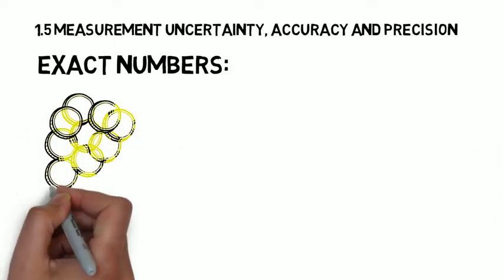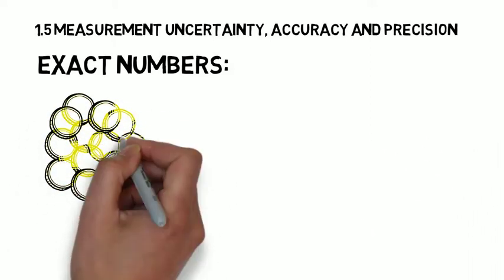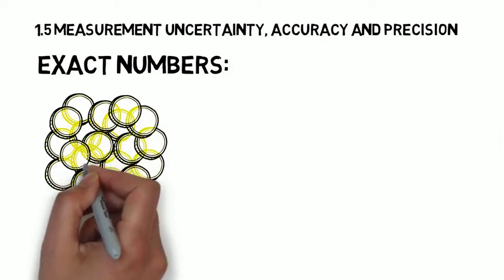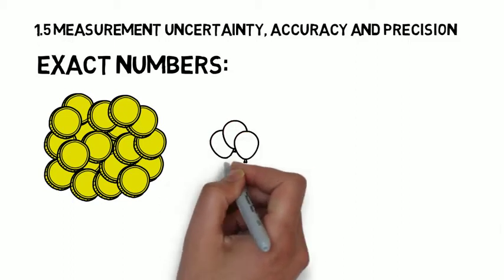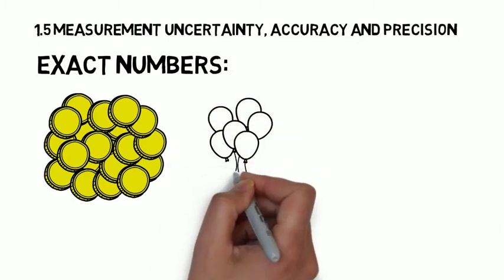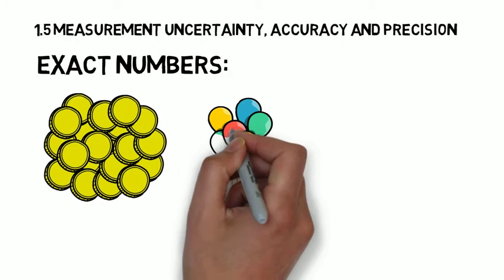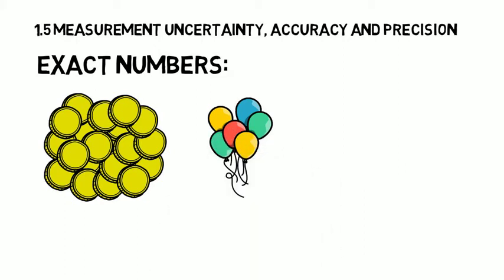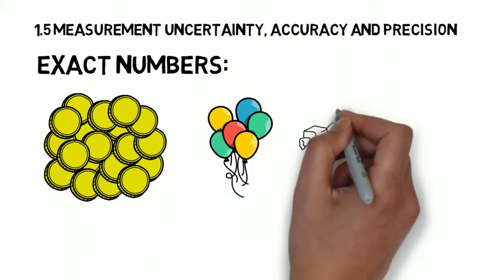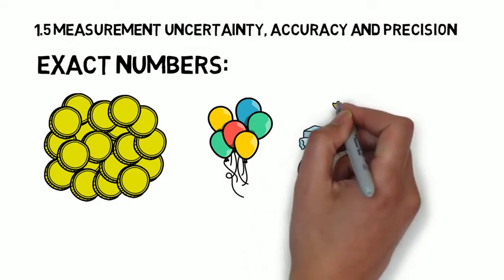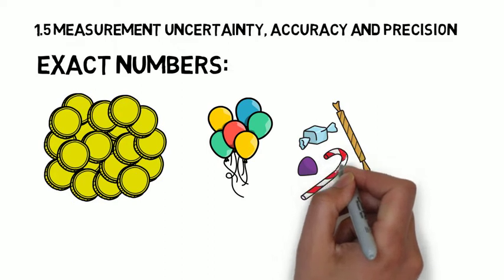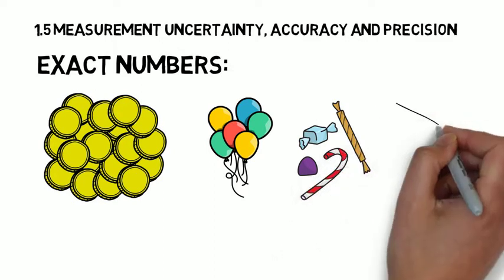There are exact measurements, which are measurements that have no uncertainty. For example, you can have a pile of coins, and you will know exactly how many coins you have, with no uncertainty at all. You could also have a handful of balloons, and you would know exactly how many balloons you have. In this case, we have 6: 2 yellow, 2 green, 1 blue, 1 red. There is no uncertainty in that. I could have a handful of candy. I could have 4 pieces of candy in my hand and know exactly how much candy I have.